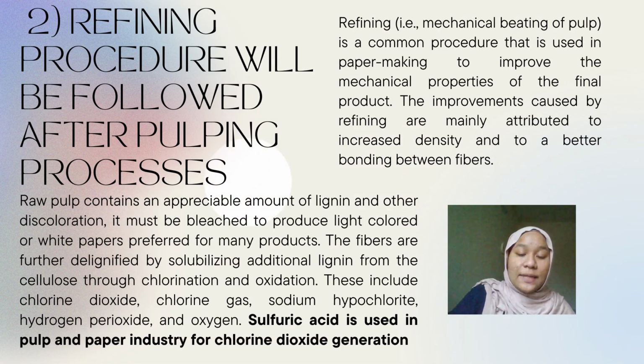Raw pulp contains an appreciable amount of lignin and other discoloration. It must be bleached to produce the light-colored or white papers preferred by many products. The fibers are further delignified by solubilizing additional lignin from the cellulose through chlorination and oxidation. These include chlorine dioxide, chlorine gas, sodium hypochlorite, hydrogen peroxide, and oxygen. Sulfuric acid is used in the pulp and paper industry for chlorine dioxide generation.